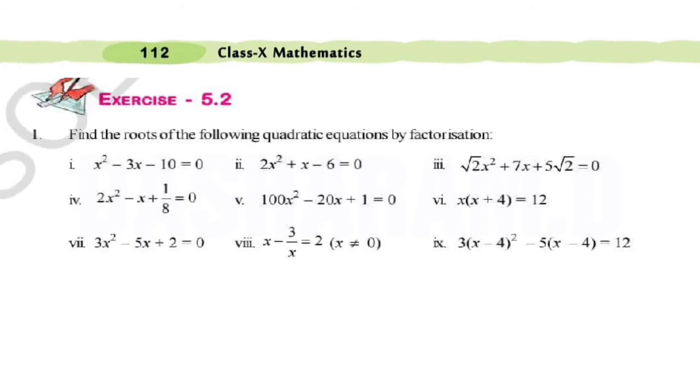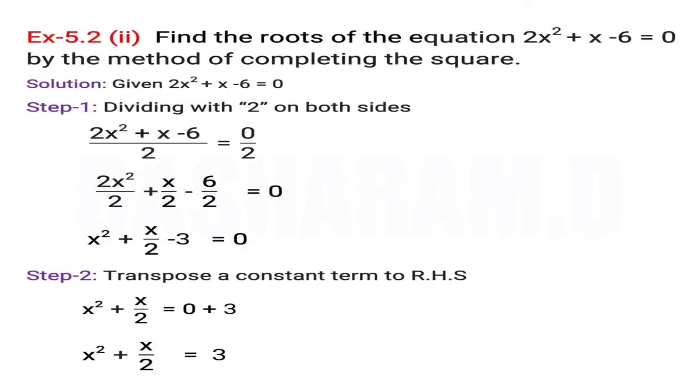To explain one more problem, I am going to select one problem from exercise 5.2, first bit, which is 2x² + x − 6 = 0. So, exercise 5.2, second problem. Find the roots of the quadratic equation 2x² + x − 6 = 0 by the method of completing the square. So first, the given quadratic equation is 2x² + x − 6 = 0.